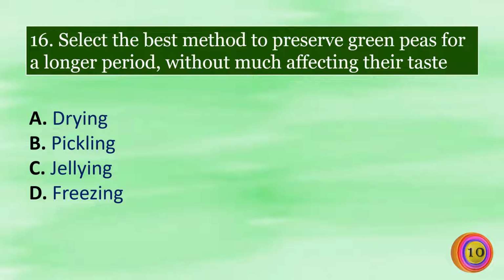Select the best method to preserve green peas for a longer period without much affecting their taste. The options are option A drying, option B pickling, option C jellying, option D freezing. The answer is freezing.